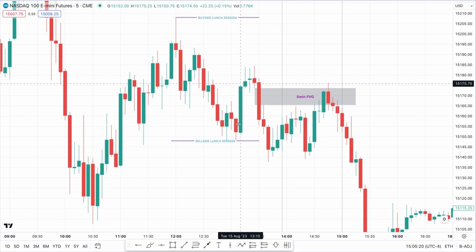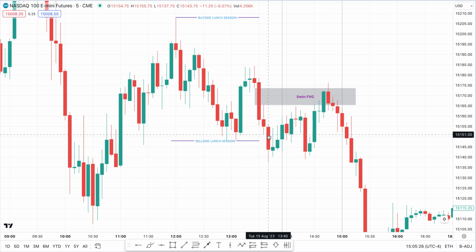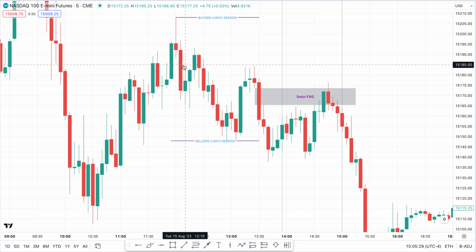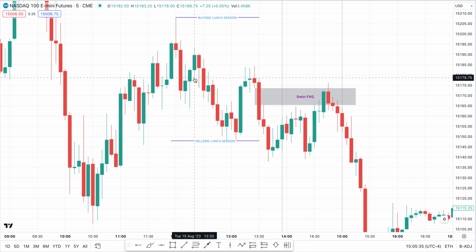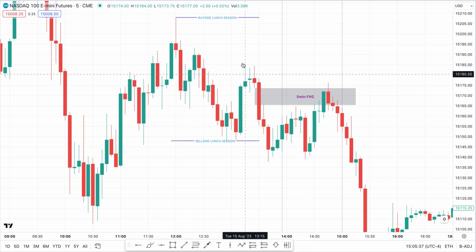Then this one got disrespected. This fair value gap. Fair value gap up here, it's respected. Inside here, no fair value gaps. This one now becomes an order block. Order block got respected. So I'll actually mark this up.